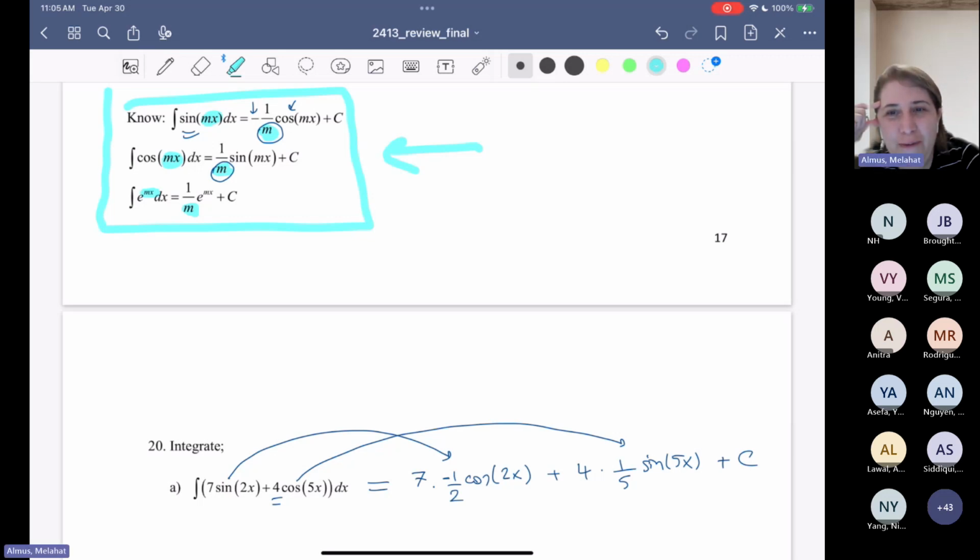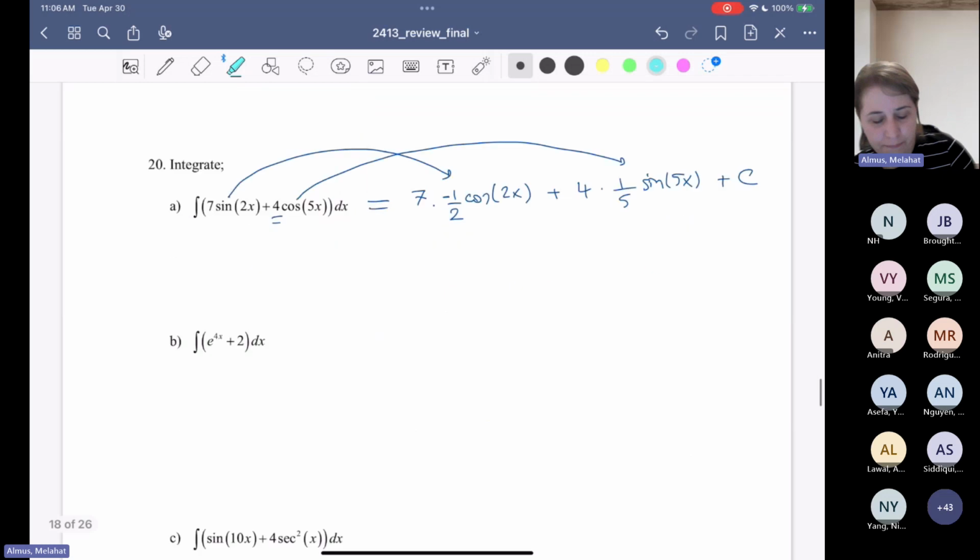Can you do it on your own? Please practice this, practice writing this down. Okay, it's there, I'm telling you. It's very typical. All right.